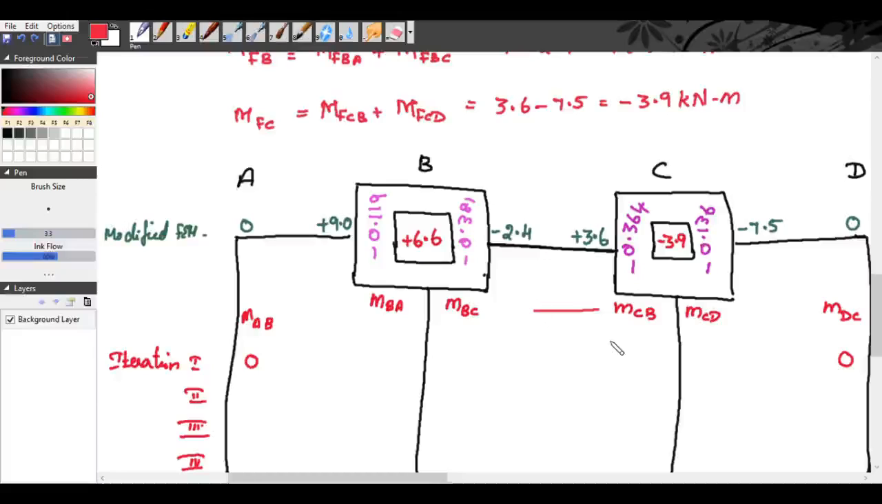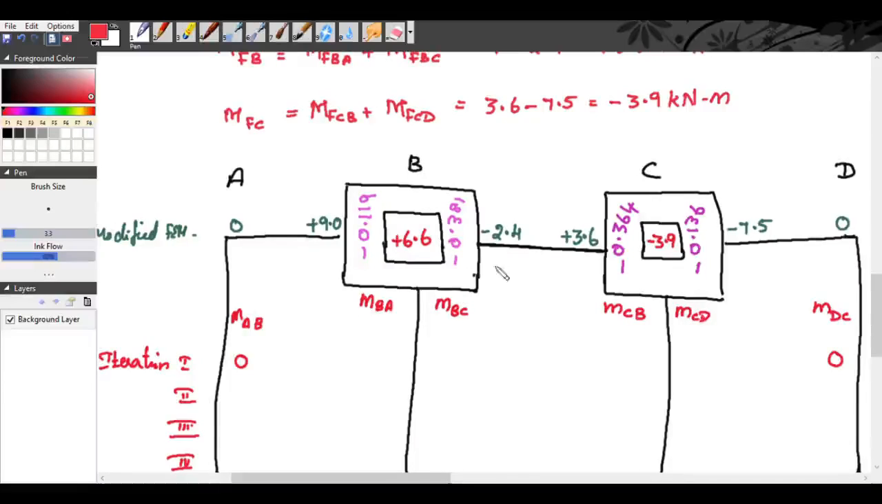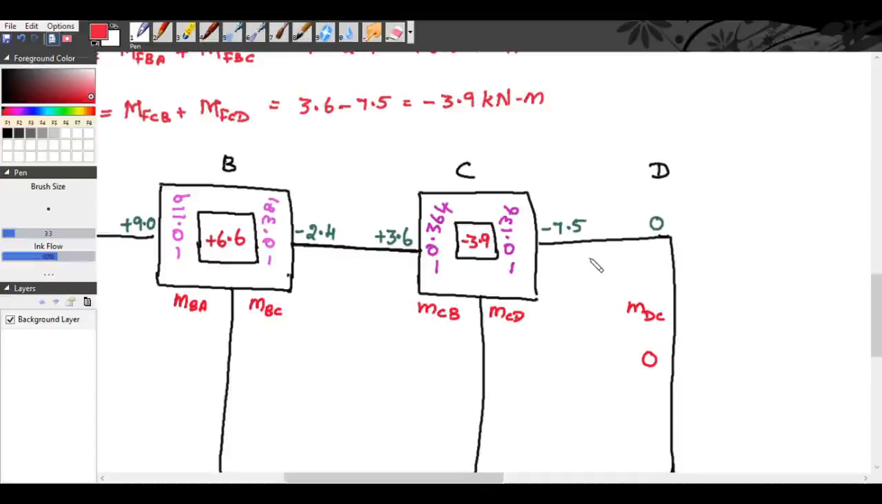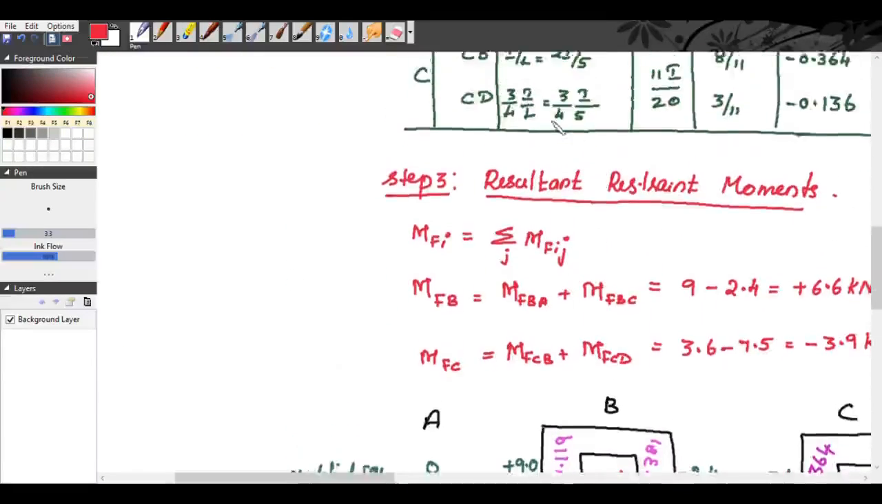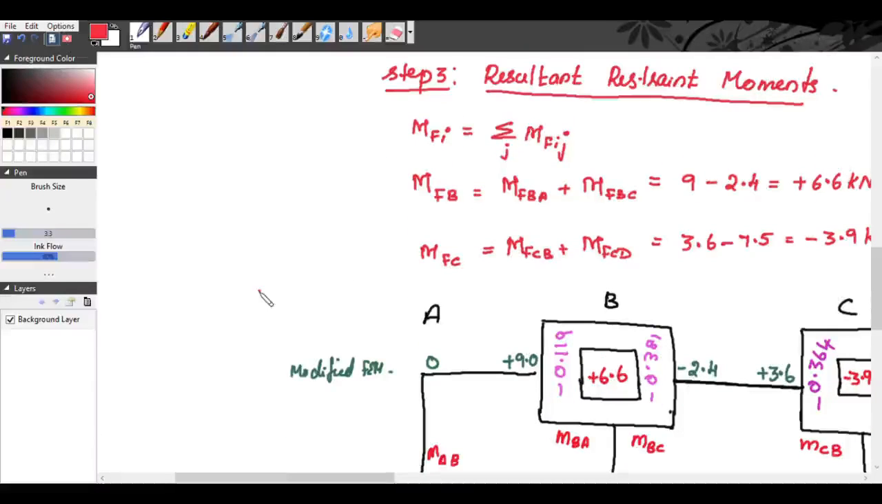So we know the formula for how to calculate. First of all we will calculate MCB, then we will calculate MCD, then we will calculate MBC, and then we go for MBA. So these are called the Kani's iteration cycles. So this is our step 3, and in step 4 we will go for the iterations.